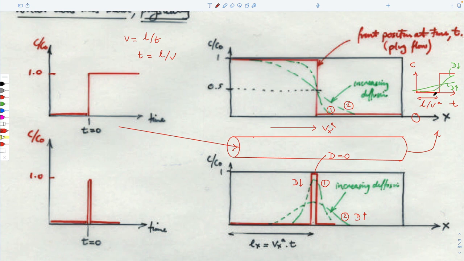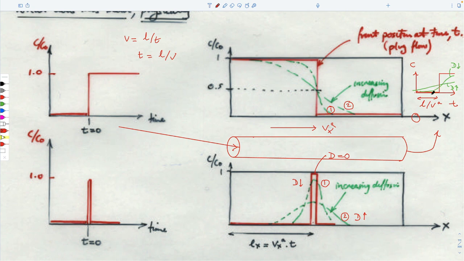Because if it's diffusion, it can never get carried downstream by advection. So it will actually never arrive at this location. But if it's dispersing a little bit, then these green curves will be this sharper one. And if it's dispersing a lot, it'll be this lower one.